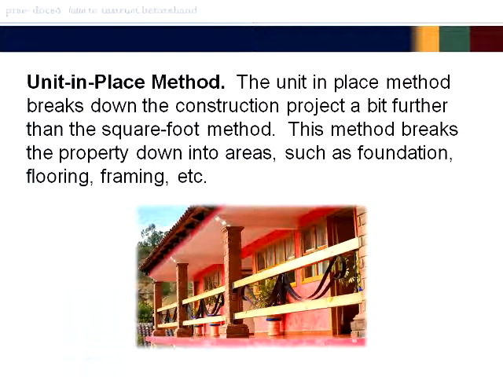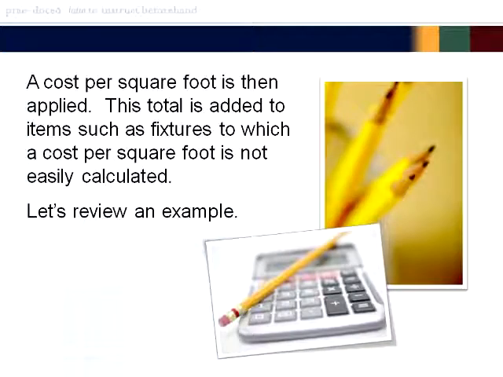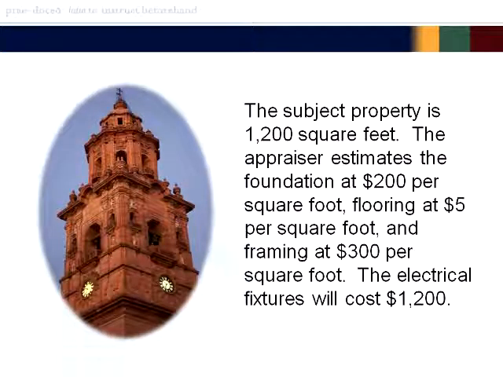Unit in place method. The unit in place method breaks down the construction project a bit further than the square foot method. This method breaks the property down into areas such as foundation, flooring, framing, etc. A cost per square foot is then applied. This total is added to items such as fixtures to which a cost per square foot is not easily calculated. Let's review an example. The subject property is 1,200 square feet. The appraiser estimates the foundation at $200 per square foot, flooring at $5 per square foot, and framing at $300 per square foot. The electrical fixtures will cost $1,200.